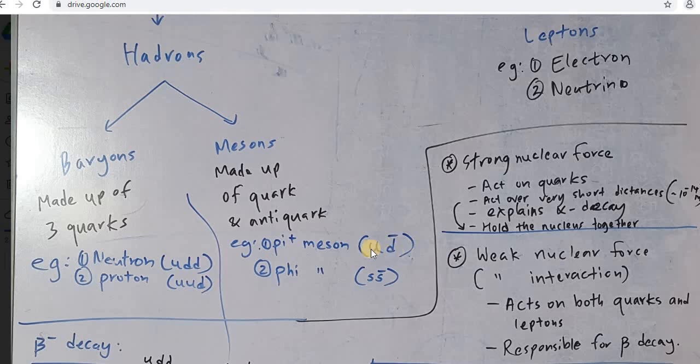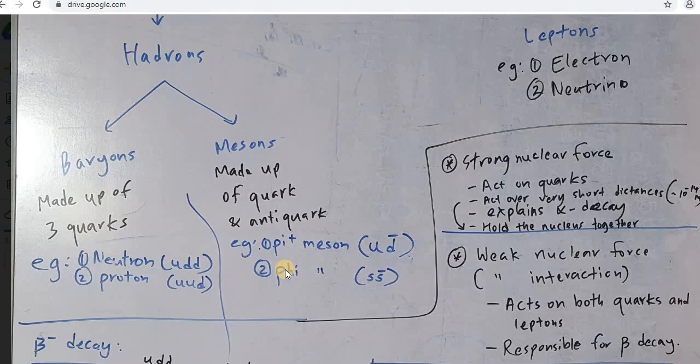So this has plus 2 over 3. Okay, this has plus 1 over 3. So when you add the two together, it's plus 3 over 3, which means plus 1 charge. Okay, so you see plus, pi plus meson. Similarly, you can also calculate the charge of this.